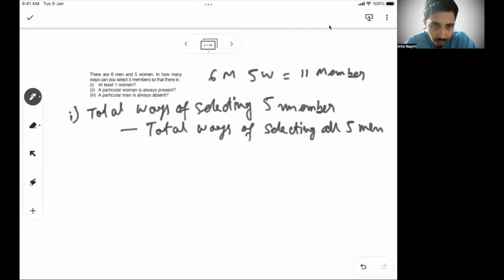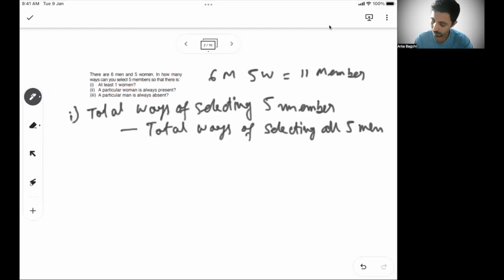So what does it mean that there has to be at least 1 woman? It means you can have 1, 2, 3, 4, or all 5 women, but you need at least 1 representation of a woman in the group.